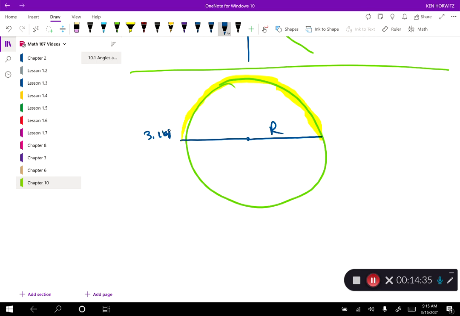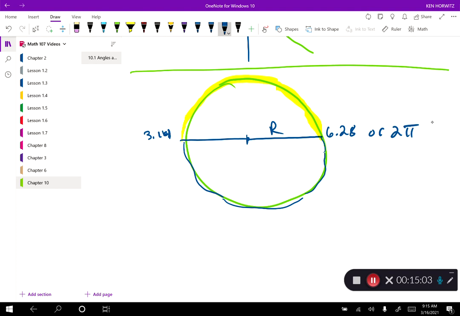3.14 is a very unique measurement. It's pi. So pi radians will get you halfway around the circle. And you can continue overlaying that radius around your circle until you get here, and it's 6.28 radians, or 2 pi.